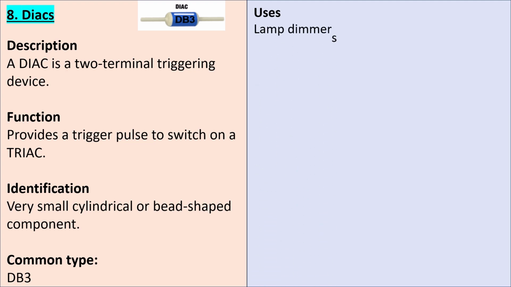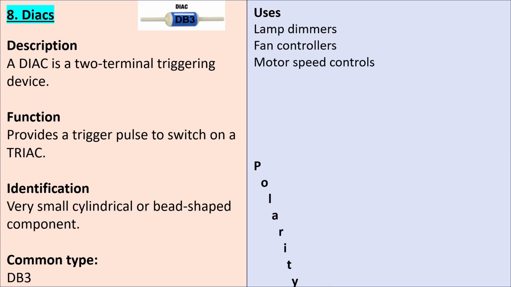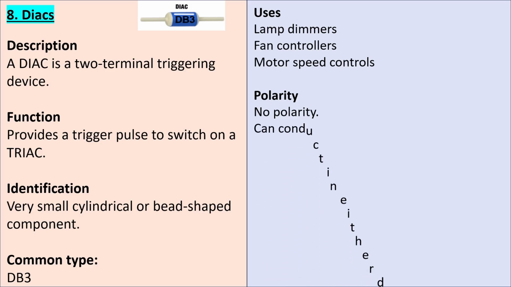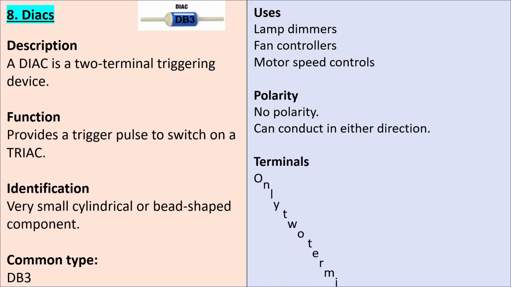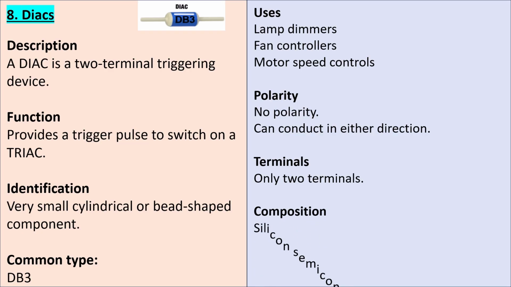Uses. Lamp dimmers. Fan controllers. Motor speed controls. Polarity. No polarity. Can conduct in either direction. Terminals. Only 2 terminals. Composition. Silicon semiconductor.